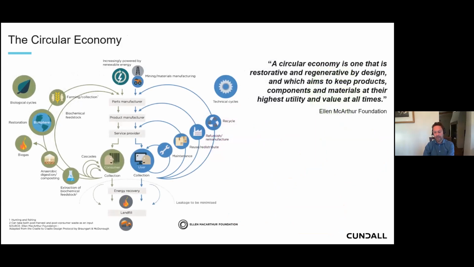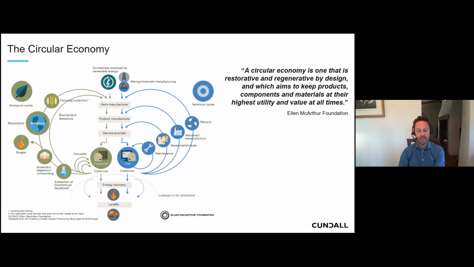So if you look at a model to try and drive that forward, I think that the Ellen MacArthur diagram has been quite well established. And you've got two cycles there. You've got the biological cycle on the left-hand side and the technical cycle on the right-hand side. And the ethos really is trying to keep your loops as tight as you can to keep your materials at the highest value, and then recycling them back into the material chain. So as you move out from there, you've got maintenance, reuse, refurbishment, and recycle.